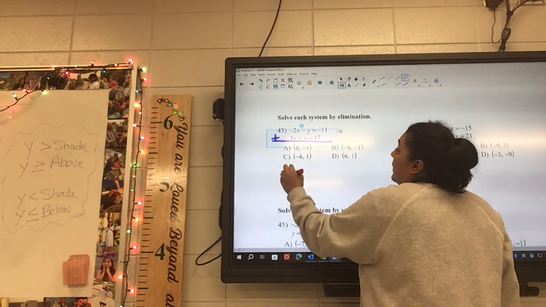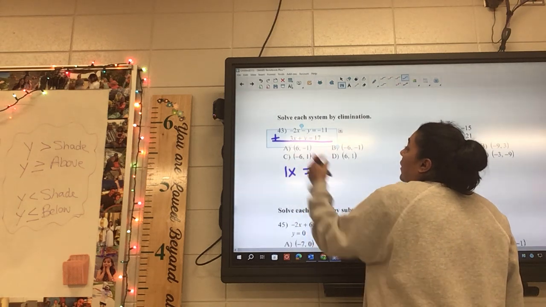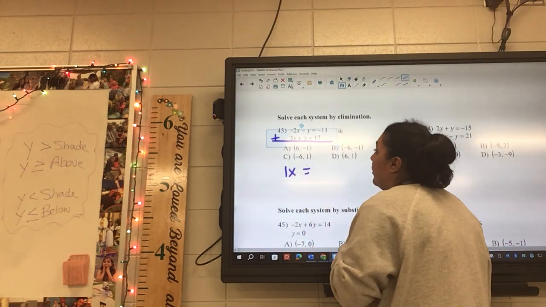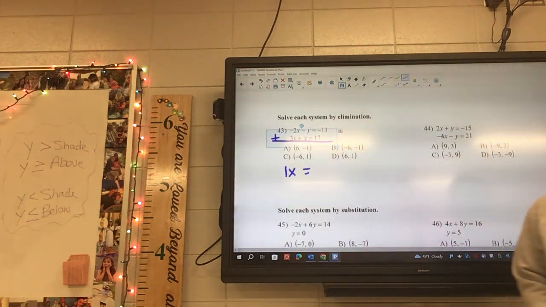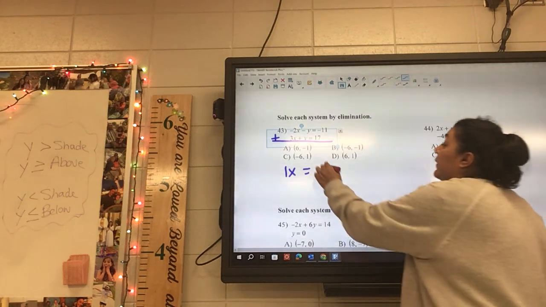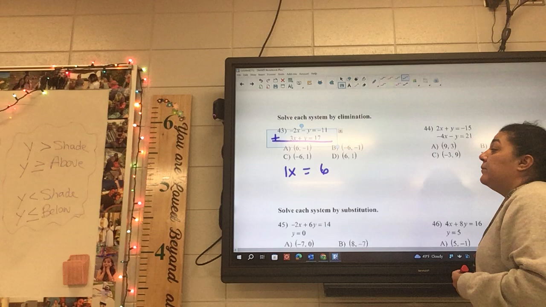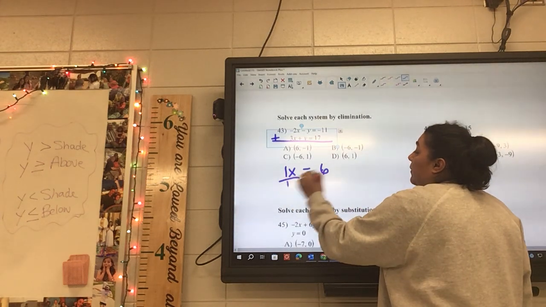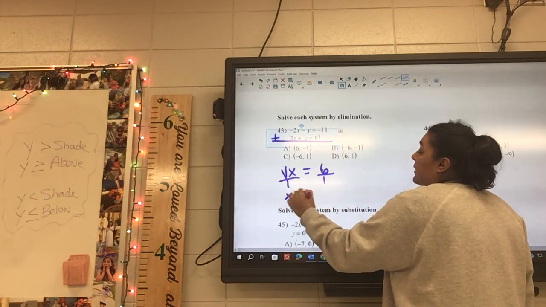Okay, so we're going to add these 2 equations together. Negative 2 plus 3 is going to be 1x. And then the y's eliminate. Negative 11 plus 17. What is negative 11 plus 17? 6. Okay, and then what needs done? Divide by 1. Okay, and so we got x equals 6.